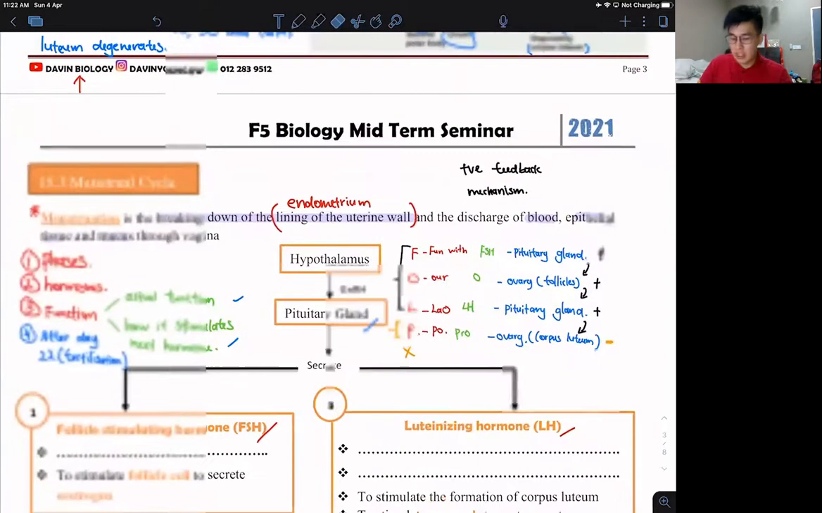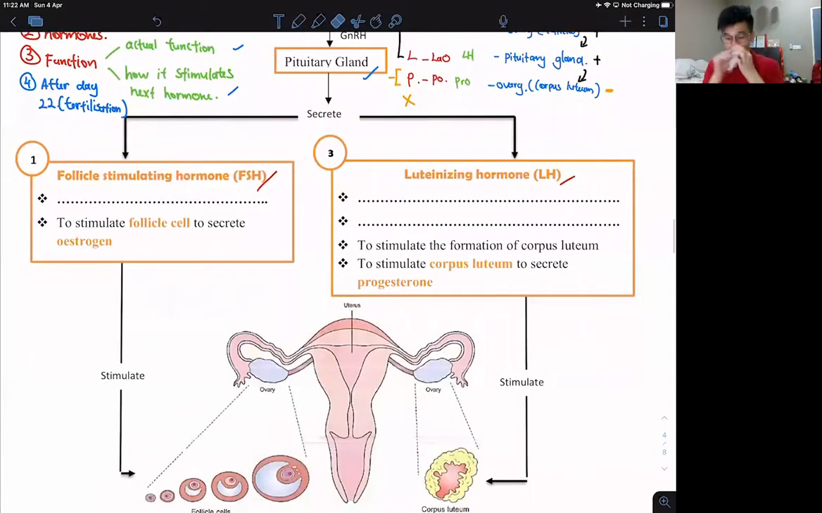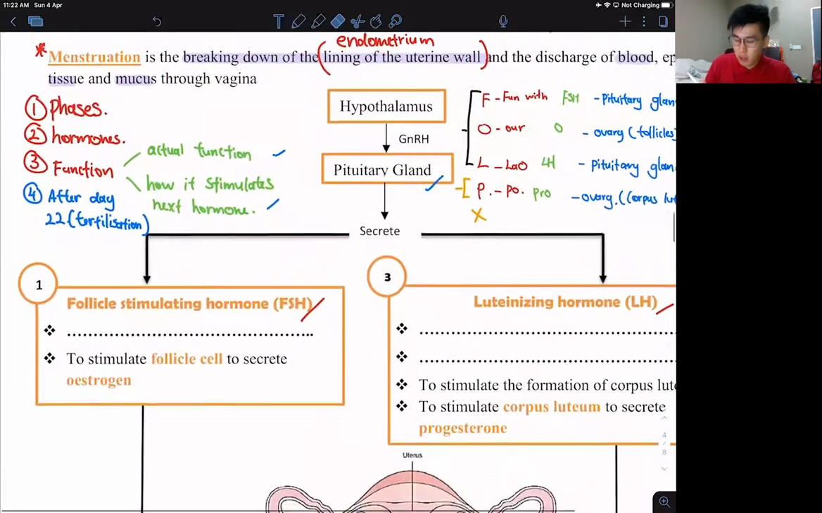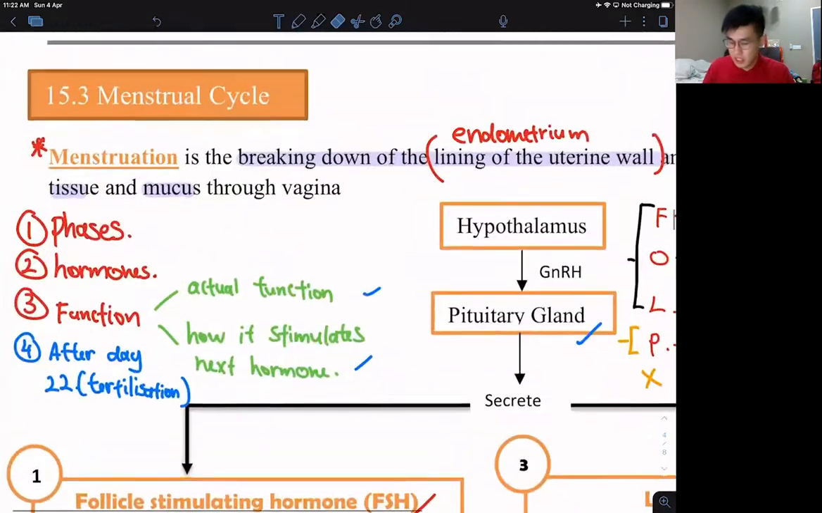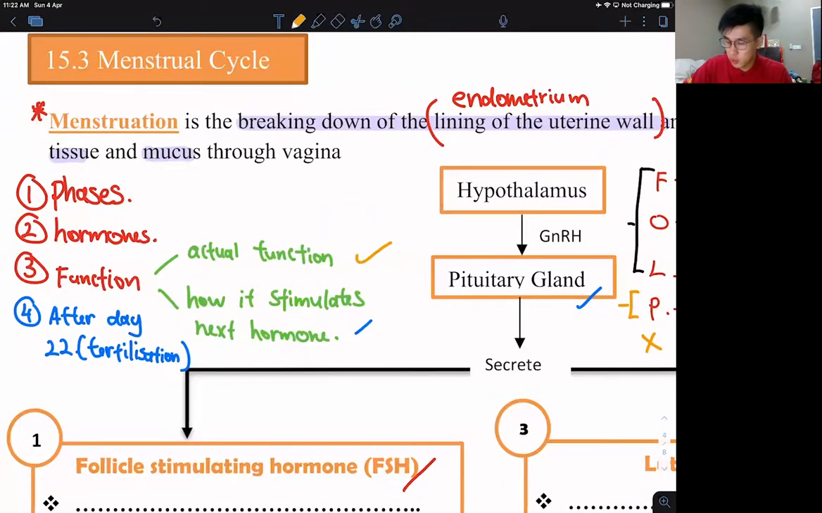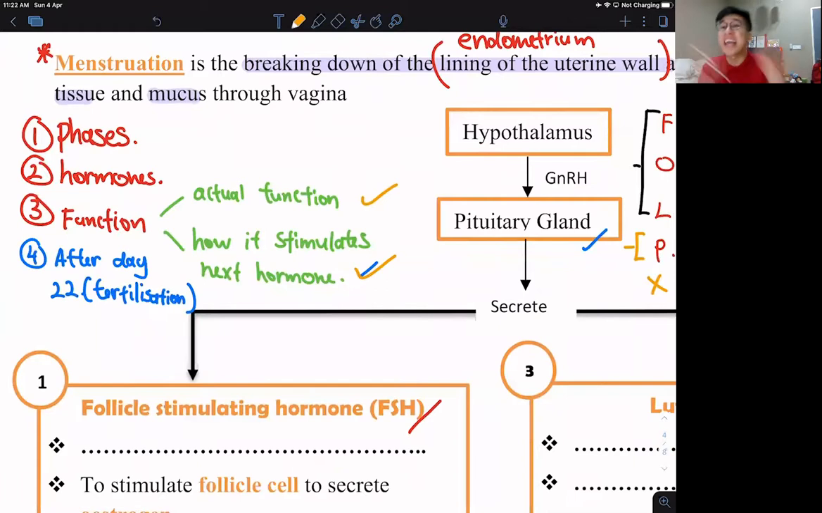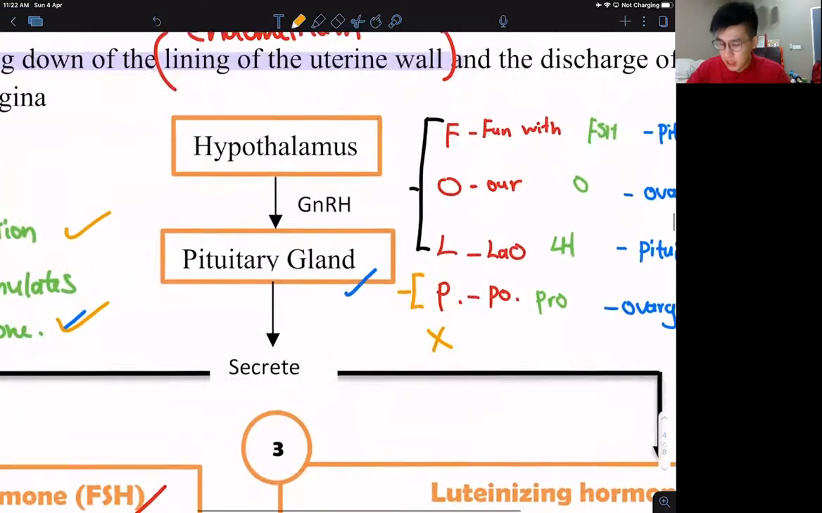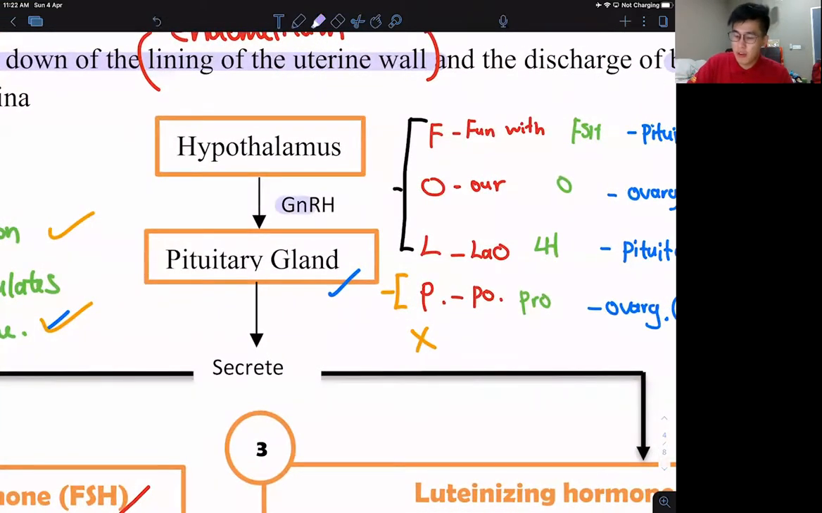Now, right now we're going to write down the function of each hormone. Everything I wrote in the boxes here is basically these two things: the actual function and how it stimulates the next hormone. It's all inside over here already. Now this part is actually not very important, so I write very small. At the beginning, the hypothalamus, which is another part of your brain, from the brain chapter, will secrete something called GnRH, gonadotropin releasing hormone.